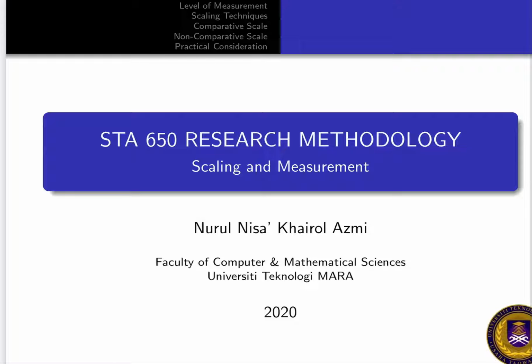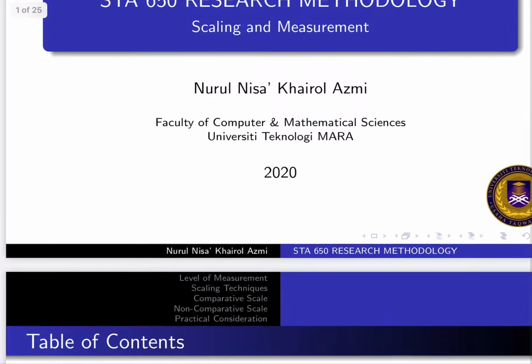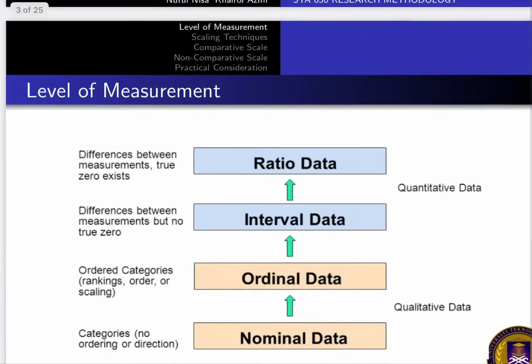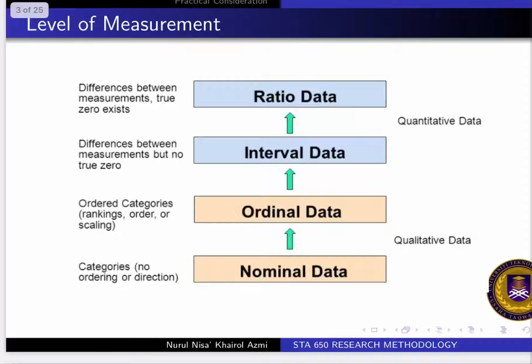When we do research, we need to identify the variable to meet the research objective, and then how the variable can be measured. So to measure the variable, you need to understand the level of measurement. We know that in statistics, there are 4 levels of measurement. The first one is nominal, the second one is ordinal, followed by interval and ratio.